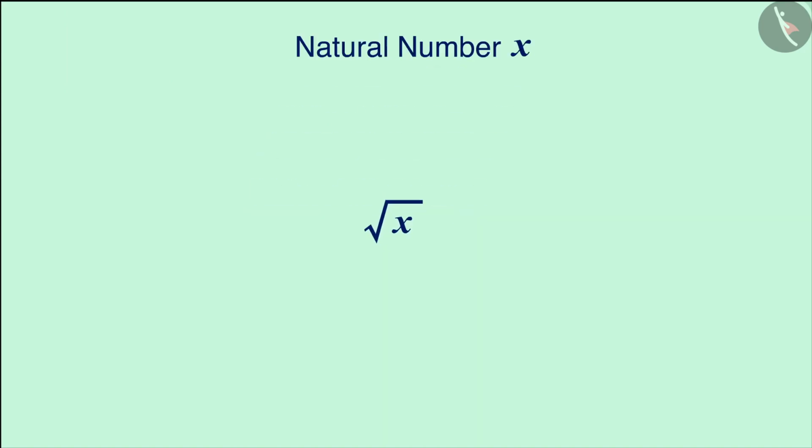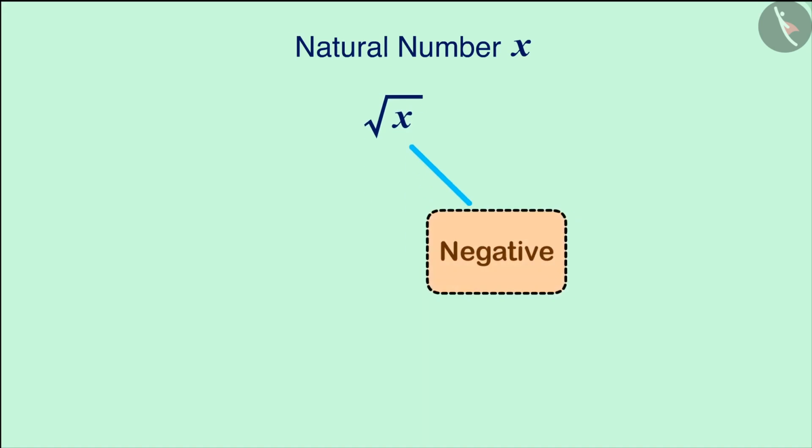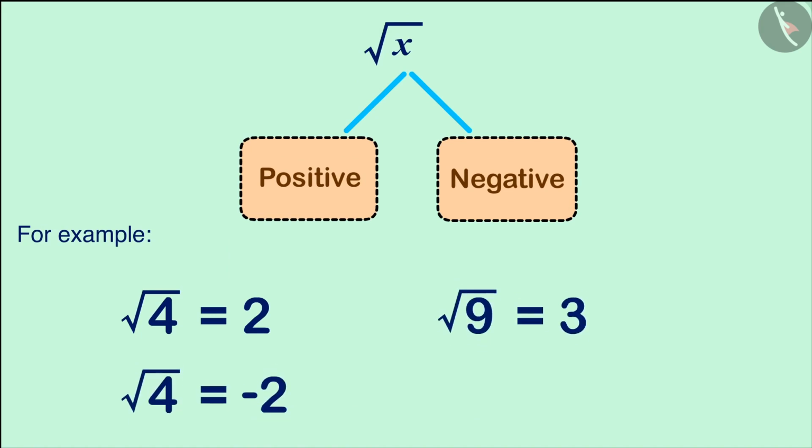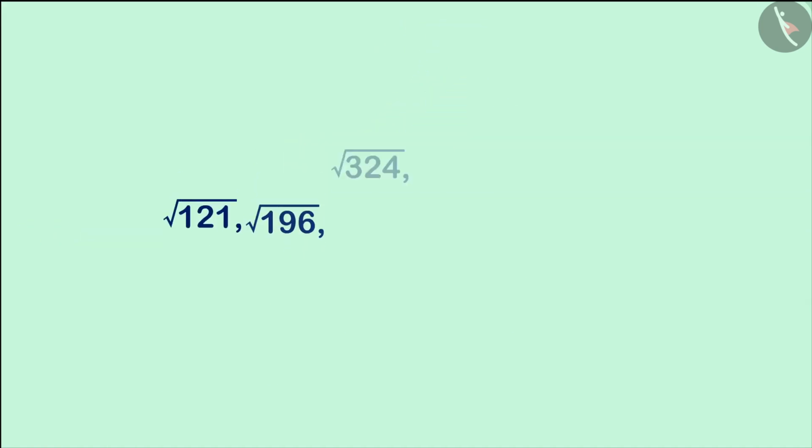We know that the square root of a natural number x is the number, the square of which is x. A perfect square number has two square roots at the same time, negative and positive. For example, the square root of 4 is 2 and minus 2, the square root of 9 is 3 and minus 3.